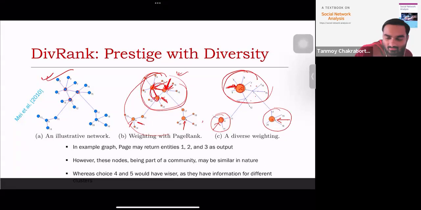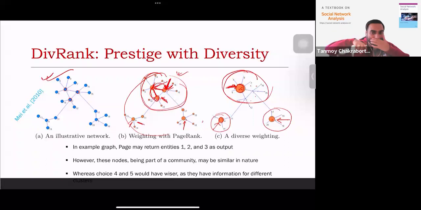What is happening here? There are two things happening: something called collaboration and something called competition. What DivRank does is it lets the nodes compete with each other, right? So there are three nodes highly connected. This node will try to attract prestige from other nodes. The more you visit this node, the more the probability will increase.